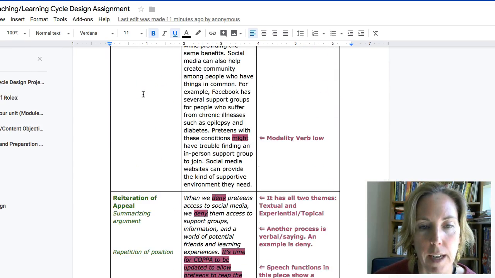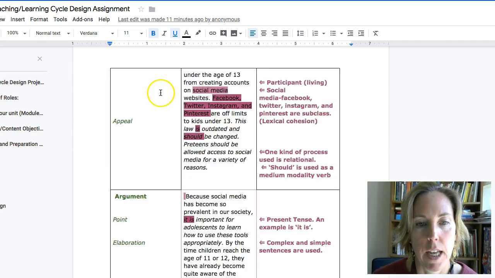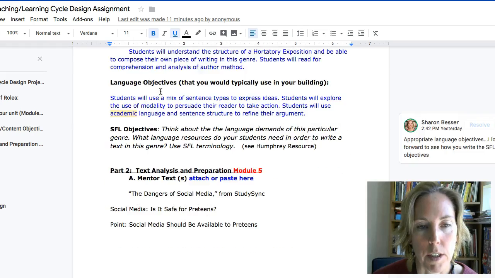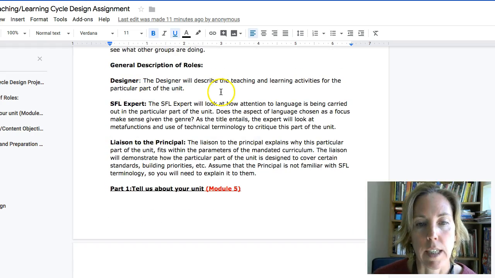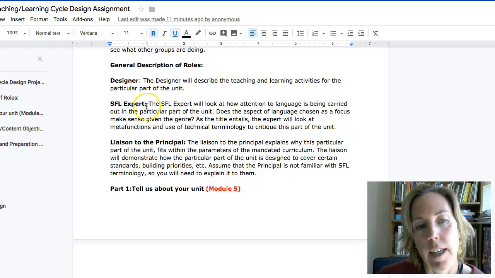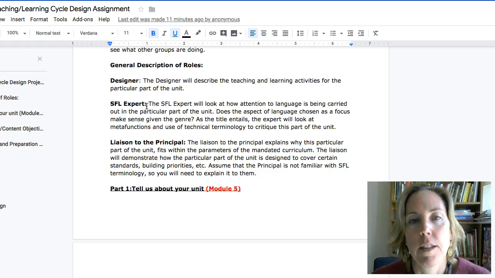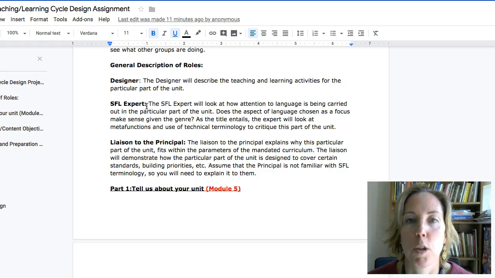So they have a text. They're designing a whole unit around the text where they have to focus on language. And the roles are up here. So the designer, which would be what you would normally think of, somebody that develops the lesson. But then the SFL expert, so this person needs to basically explain the systemic functional linguistics terminology and why this is working and important in the lesson.